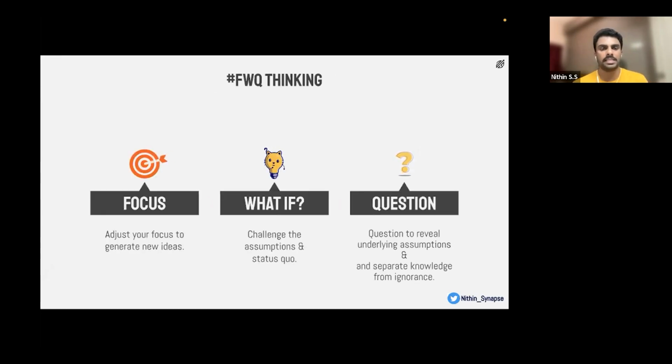So again, there is one more aspect which goes hand in hand with my pause strategy. We should adjust our focus to generate new ideas, because we have to be innovative in a way that we can generate more and more ideas. We should always ask, what if, what could go wrong? So we challenge the assumptions and the status quo. When we question, we reveal underlying assumptions and separate knowledge from ignorance. Having these three in mind, along with the pause strategy, helps me derive better scenarios.